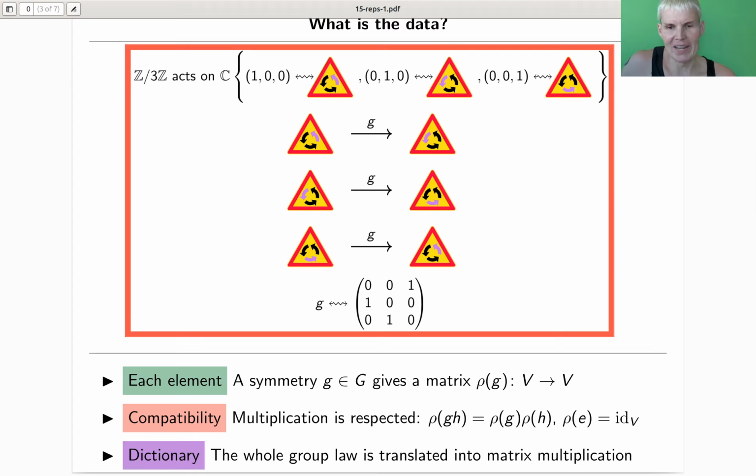And more formally, there is a map called a representation, right? Each element you associate a matrix. That's a representation. Not in an arbitrary way, but essentially the group structure is repeated in the matrices. Those are not abstract objects anymore. They're literally matrices now. So the group law is translated into matrix multiplication.